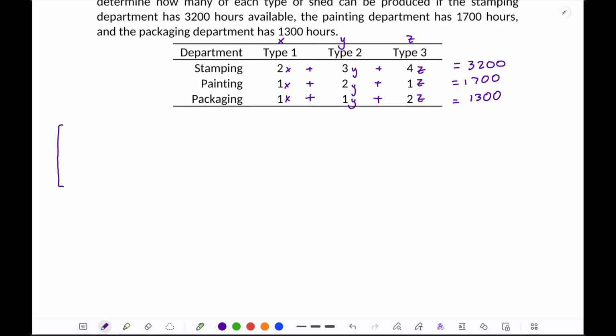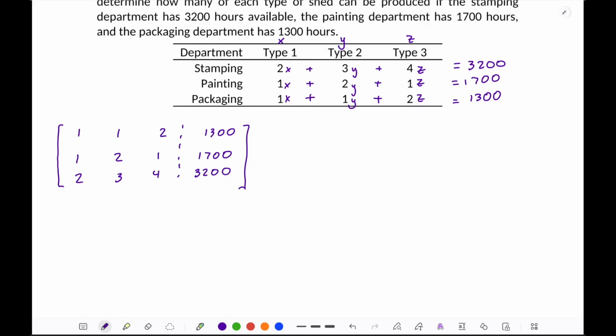I'm going to cheat a little bit. Since I know I want a 1 on top, I'm going to actually just flip the whole thing upside down. So I'm going to start with packaging, then painting, and then stamping. That way I don't have to do the row swap when I'm doing my row operations.